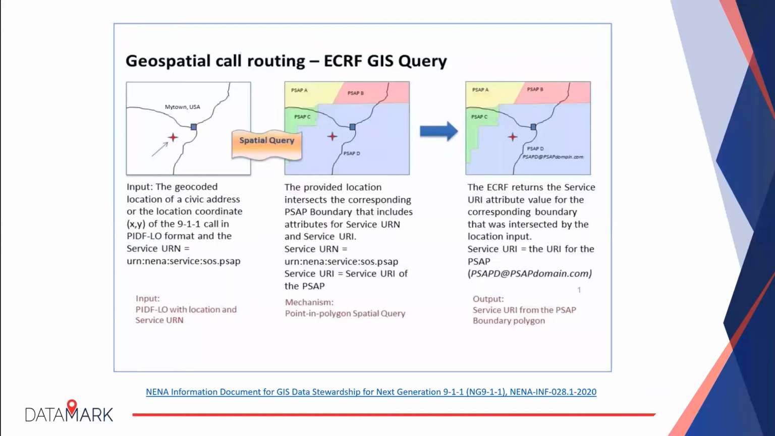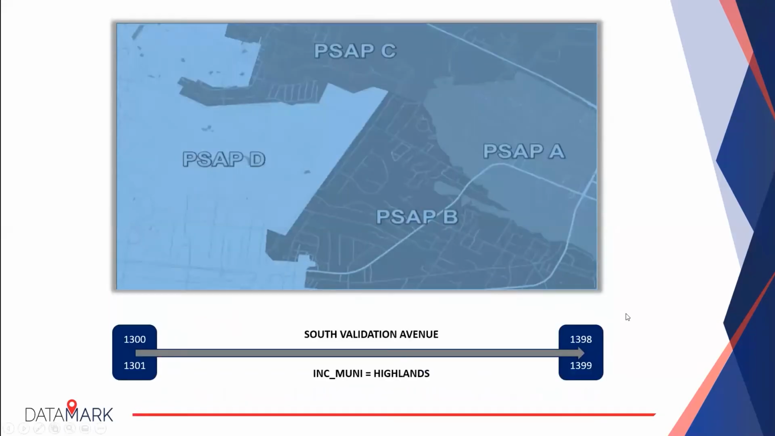PSAP boundary document. It's an information document. If you want to look it up, it's INF 028.1/2020. A civic address or a geodetic location from a 911 call will provide the location for the system to query the corresponding PSAP boundary polygon to determine what 911 center will route the call. Let's make this a little bit easier.